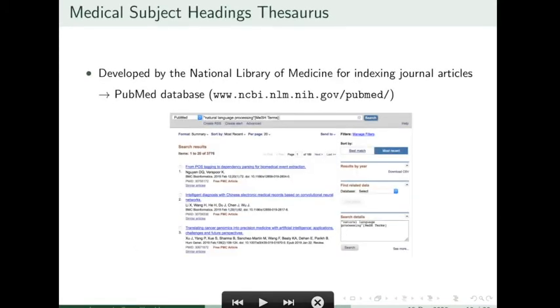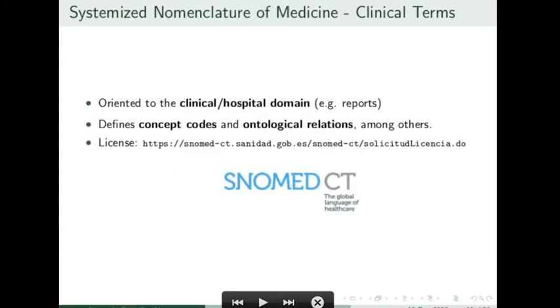Another sample of thesaurus is the Medical Subject Headings, which is developed by the National Library of Medicine for indexing journal articles, for example in PubMed. But if we need to process clinical or hospital data, we would need to use the Systematized Nomenclature of Medicine Clinical Terms, also known as SNOMED-CT.